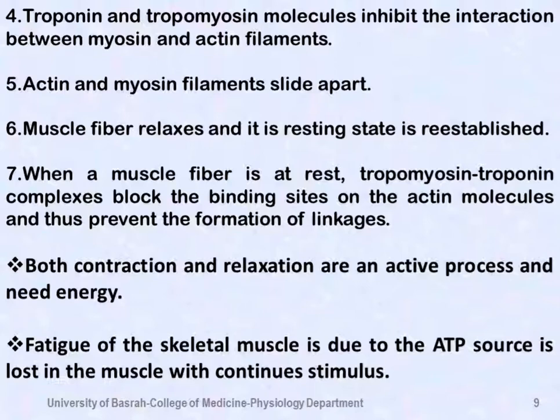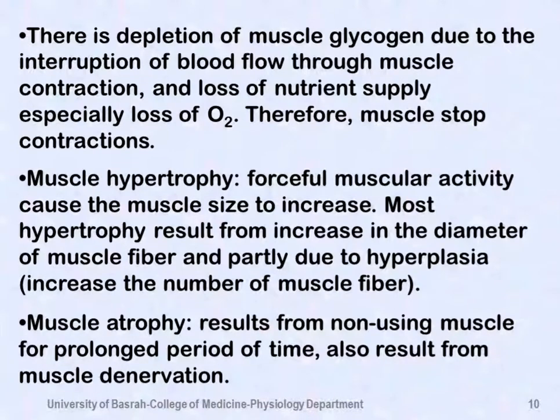We mean by fatigue of the skeletal muscle that the adenosine triphosphate source is lost in the muscle, and with continuous contraction the adenosine triphosphate is reduced, and the muscle needs more energy. There is a depletion of muscle glycogen due to the interruption of the blood flow through the muscle contraction and loss of nutrient supply, especially loss of oxygen. Therefore, the muscle stops contraction.